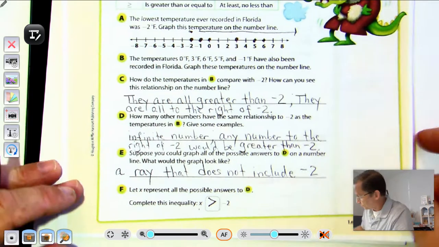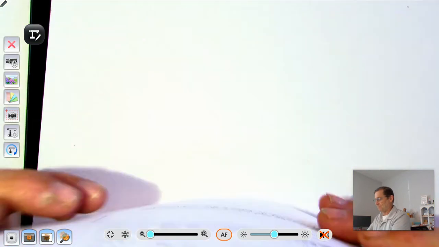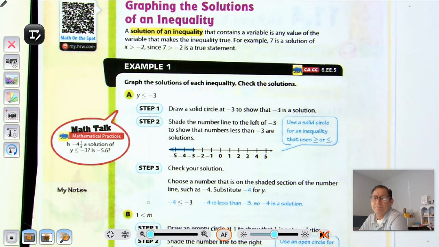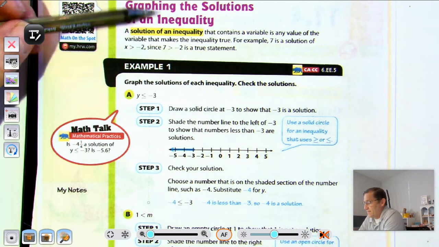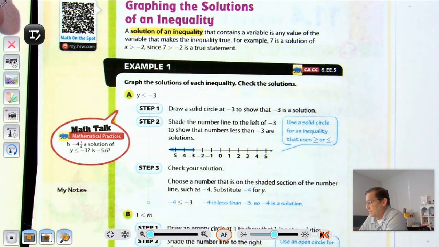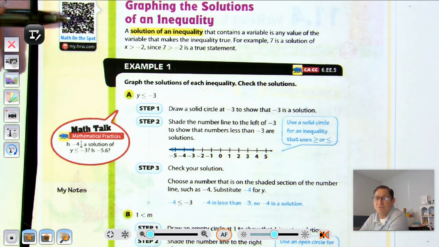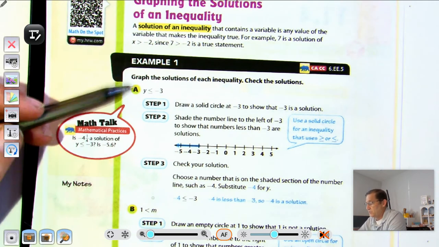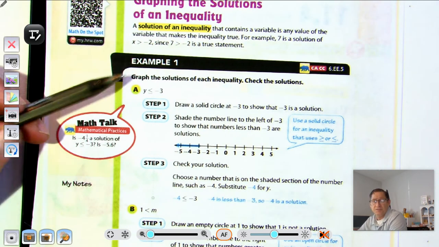All right, so let's look at page 322. And so how do we graph solutions of an inequality? A solution of an inequality that contains a variable is any value of the variable that makes the inequality true. For example, 7 is a solution of x is greater than negative 2 since 7 is greater than negative 2. And that's a true statement. All right, so graph the solutions of each inequality and check the solutions.